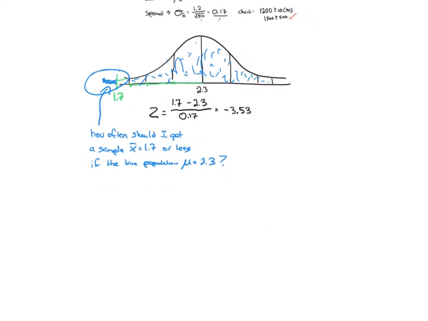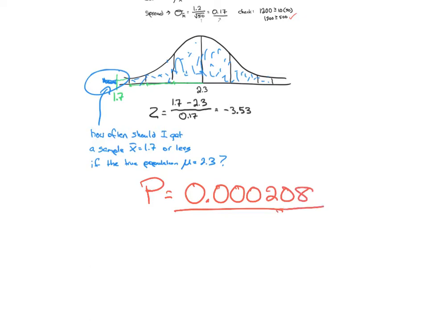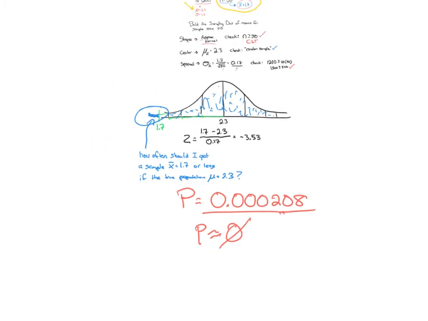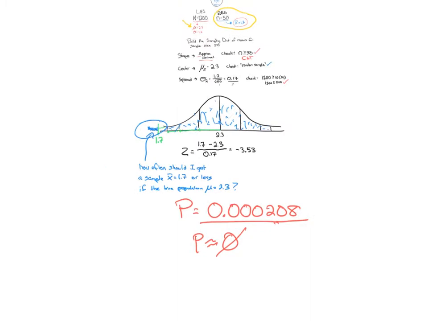That's called a normal CDF function. So I'm going to do a probability in my calculator to find that answer. I'm going to go normal CDF, negative infinity to 1.7, and then my mean is 2.3, and my standard deviation is the one I calculated, 0.17. Let me paste all that in. And so I get, oh, it's e to the negative fourth. That is 0.000208. So let's say probability is roughly 0%. I probably shouldn't have gotten that sample if the true population mean is 2.3.